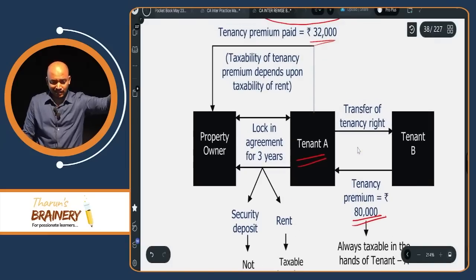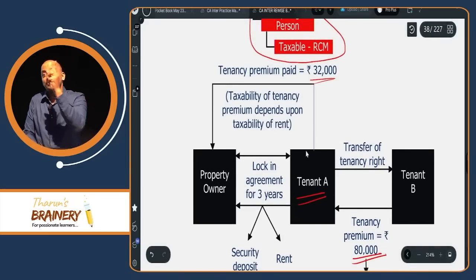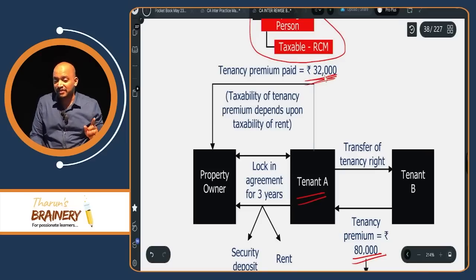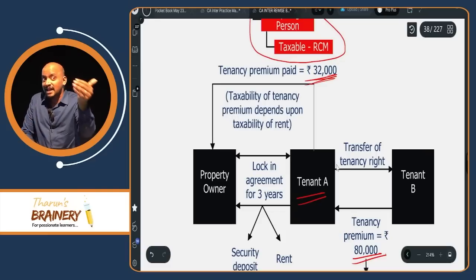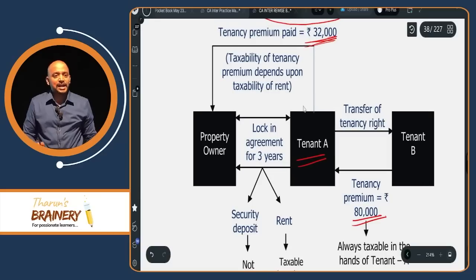Suppose this 32,000 is taxable in the hands of the property owner. They will pay GST and in turn recover it from tenant A. Correct? Tenant A will take it as ITC. Now tenant A will pay GST on what? 80,000. So while paying GST on 80,000, whatever GST was already paid on 32,000, they will adjust. So there is no double taxation.